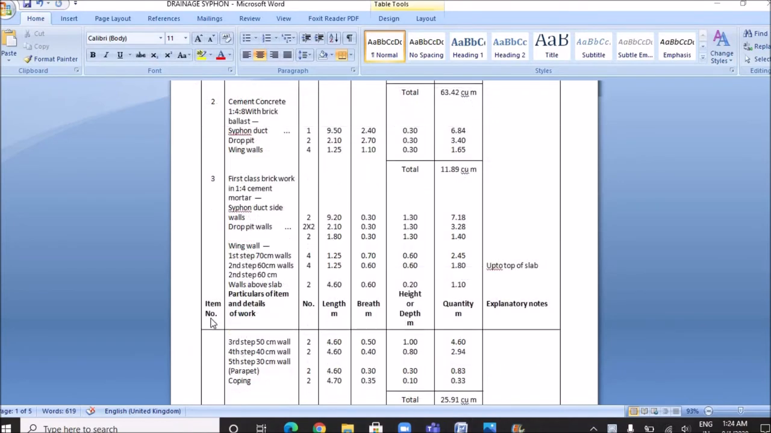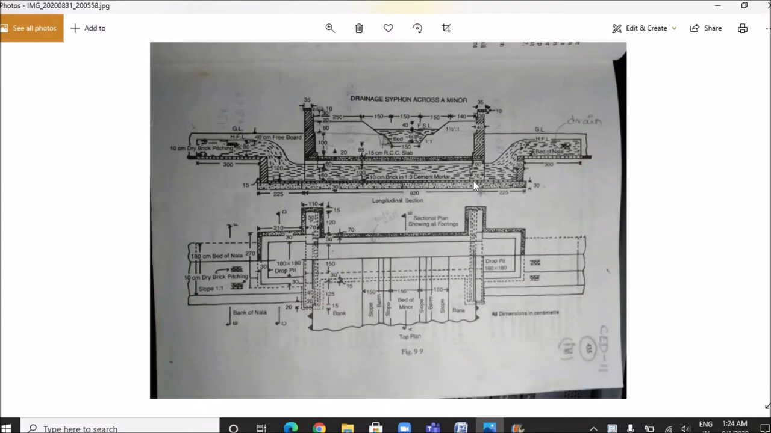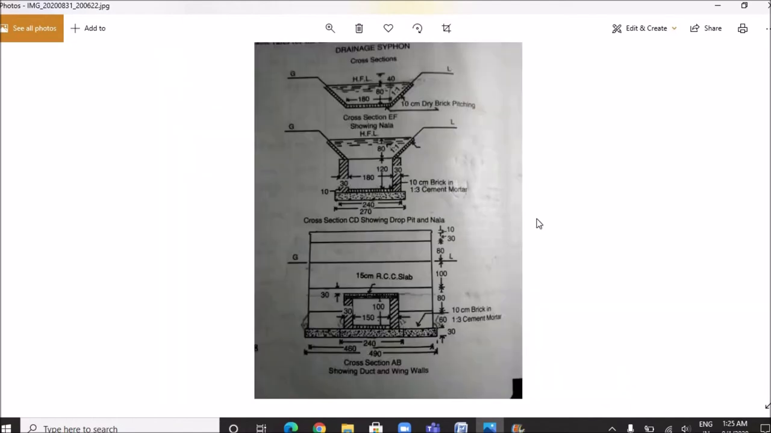First class brickwork is to be done, and it is done in the siphon duct sidewall, in the drop pit wall, in the wing wall, which is having first strip width of 70 cm, then over it the width of the wing wall is 60 cm, above which the width of the wing wall is 50 cm, above which the width of the wing wall reduces to 40 cm, above which the width of the wing wall is 30 cm. For all these portions, the first class brickwork is to be carried out.